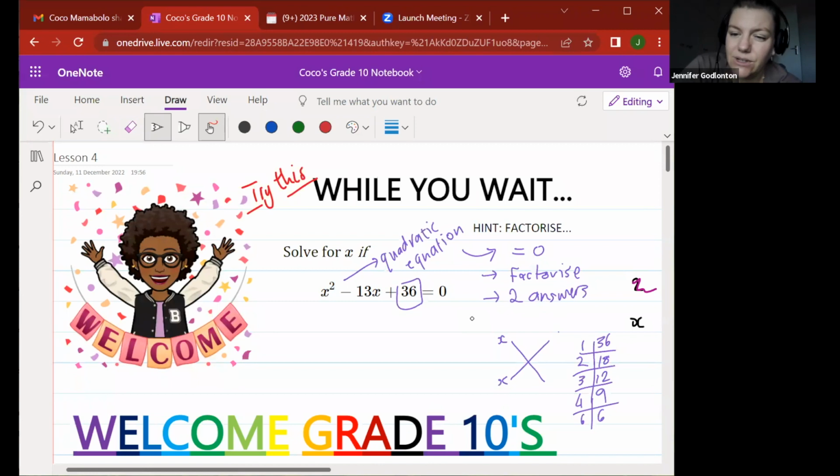So if I'm trying to get to 13, I'm going to care about this pair over here, the 4 and the 9. So I'm going to have 4 and 9, and it needs to be negative 13. So we're going to make both of those negatives, because negative 4 minus 9 is going to give us negative 13.